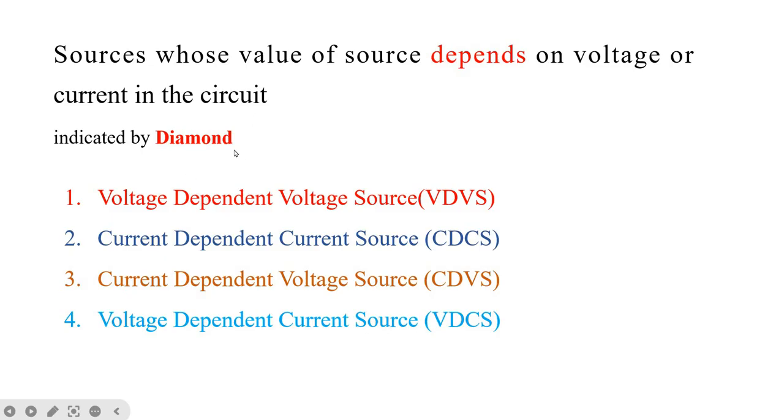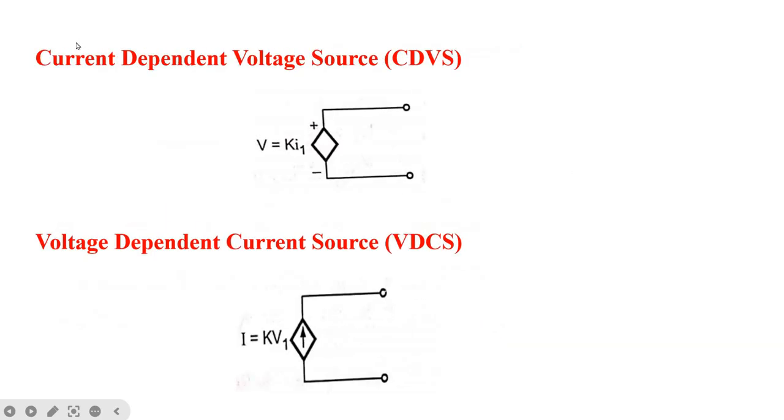Here we have four types of dependent sources. First is the voltage dependent voltage source, that is the VDVS. Then the current dependent current source, CDCS. The current dependent voltage source, CDVS. And the voltage dependent current source, that is VDCS. We are taking the first letter of each word here. Now we will see what each of these is, one by one.